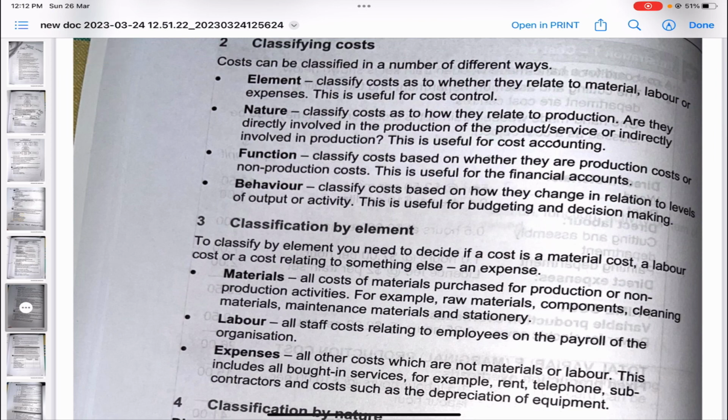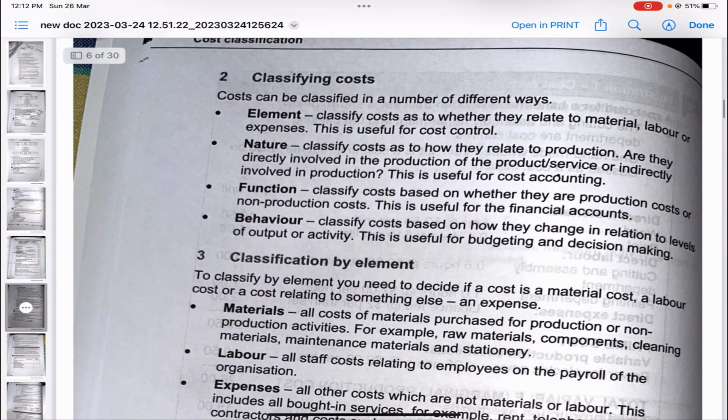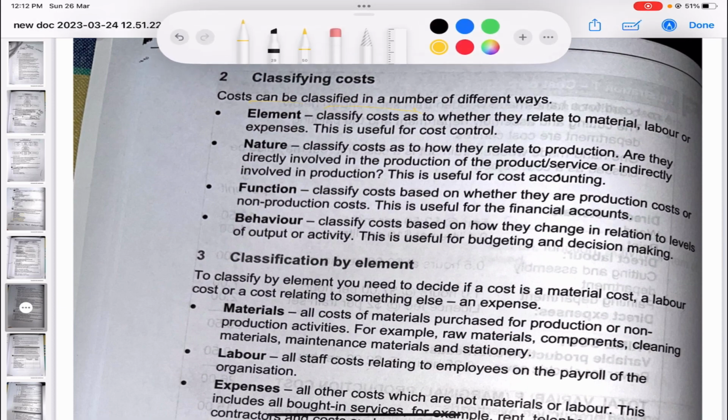Okay. Now, how are you going to classify costs? You now saw what cost really means. You can classify this cost in various different ways. Now we are going to see how we are going to classify the costs. Costs can be classified in a number of ways.